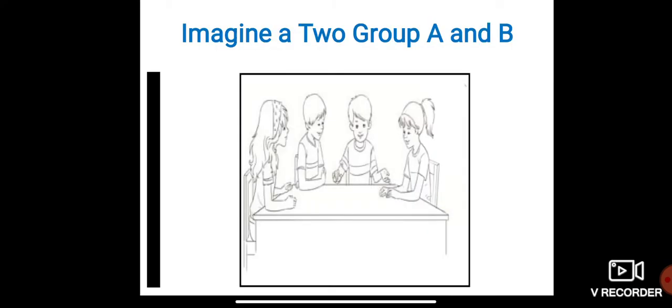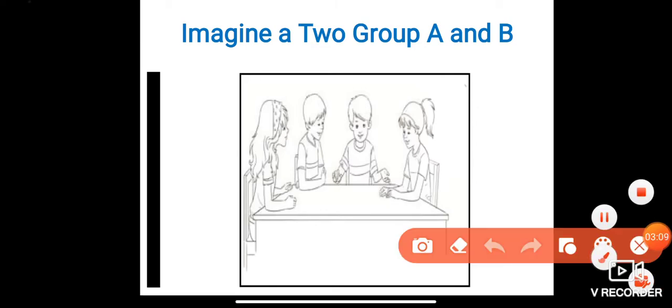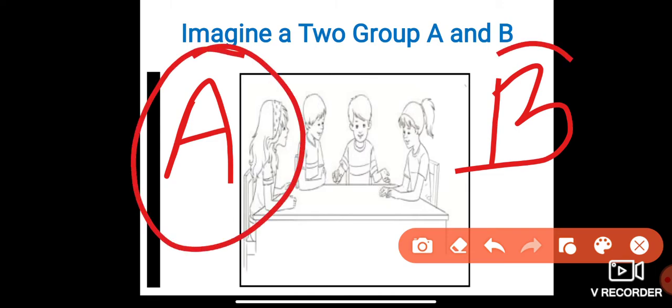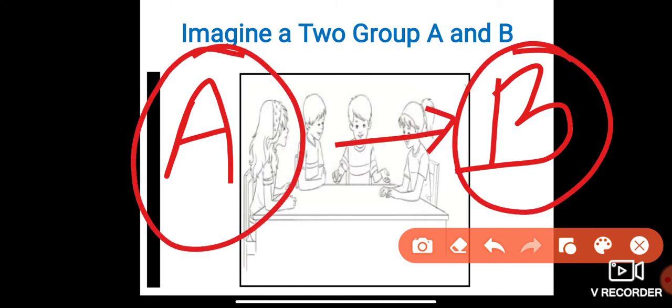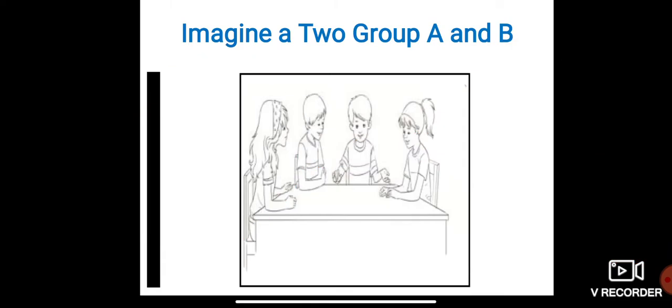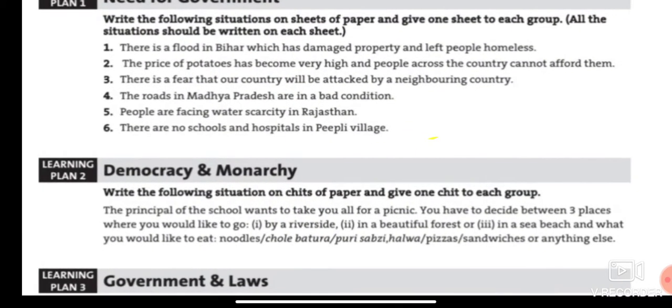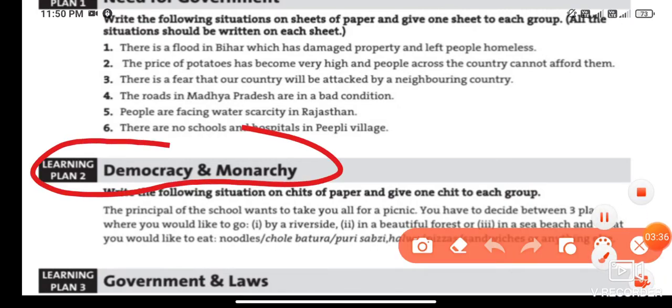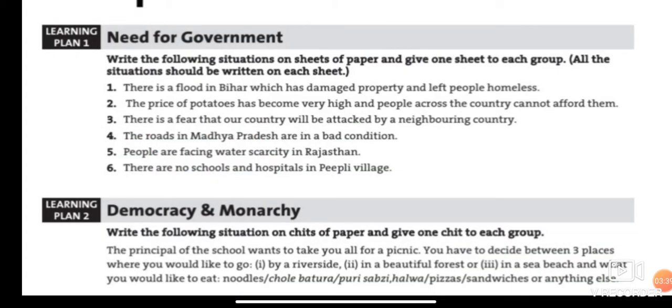Alright, so imagine two groups, A and B. Imagine yourself in group A, and your friend is in group B. Remember, you are in group A and your friend is in group B. So now I want you to read this cheat sheet on democracy and the monarchical system. I'll read it for you.